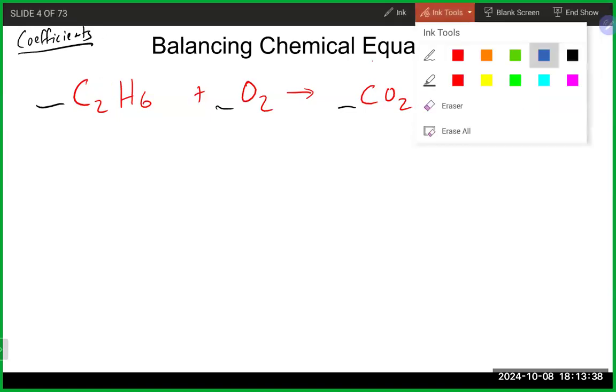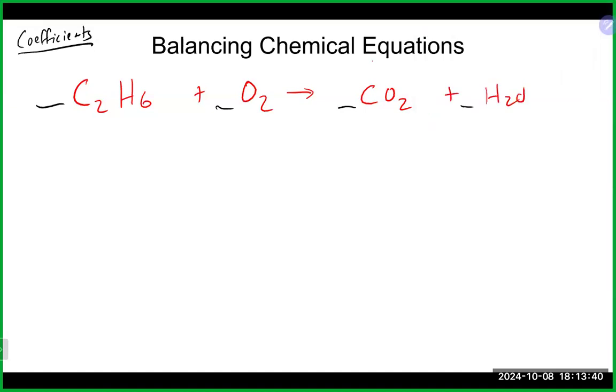Now, we obviously want to continue to use coefficients until we have it balanced. And when you have a properly balanced equation, there's really two things that you need to make sure of. You need to make sure that all of the coefficients are whole numbers, and they need to be the simplest set of whole numbers.